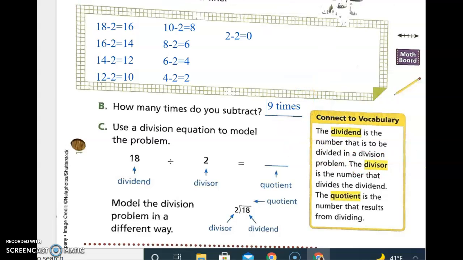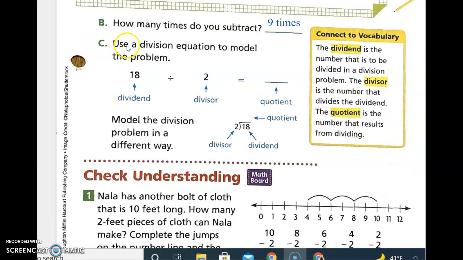Okay, now we're going to move on and talk some vocabulary about division. Okay, so use a division equation to model the problem. We had our 18 feet of cloth and we divided it by 2. Notice this blue word under here says dividend. If you go over to your connect to vocabulary, it says the dividend is the number that is to be divided in a division problem. So the number you're going to divide is the dividend.